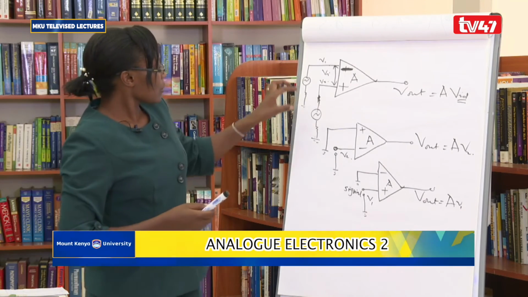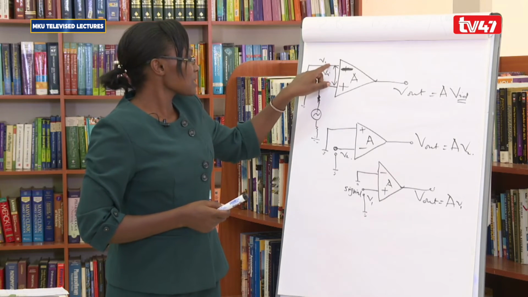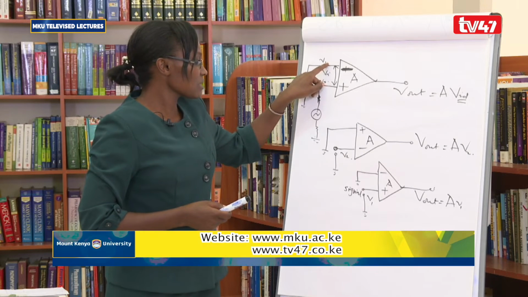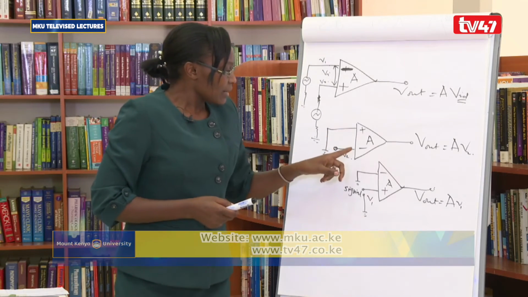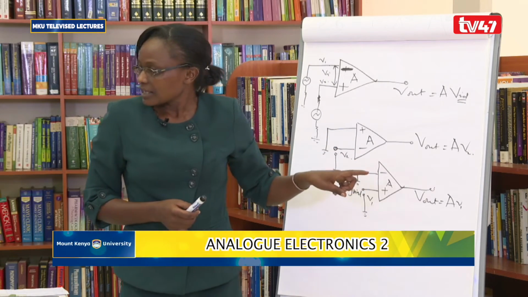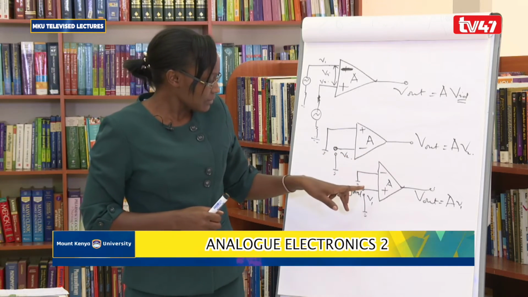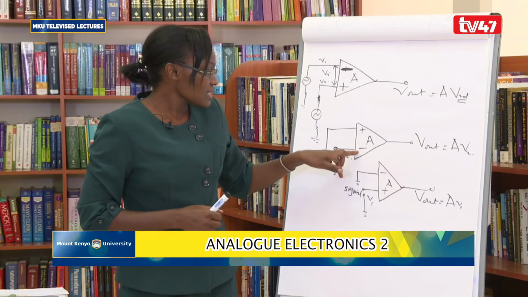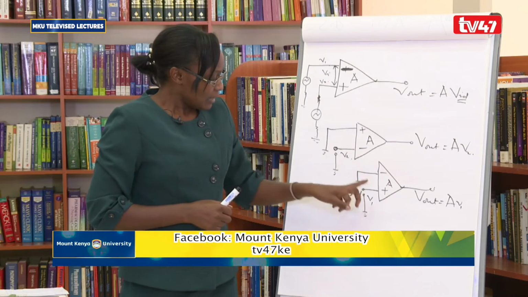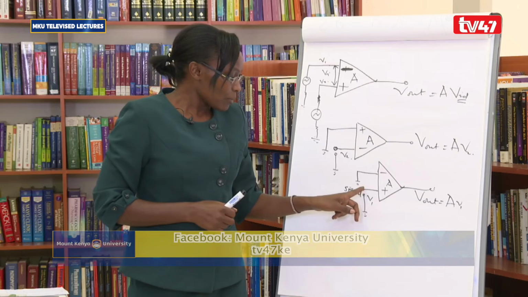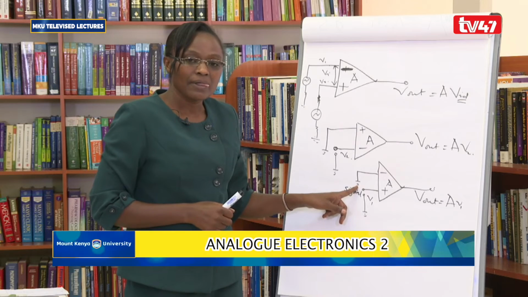So we've said in the differential amplifier you apply one signal in the inverting terminal, another signal in the non-inverting terminal. In the inverting amplifier, you apply your signal in the inverting input, and then you ground the positive. On the non-inverting, you apply your signal in the non-inverting terminal, and you ground the negative.